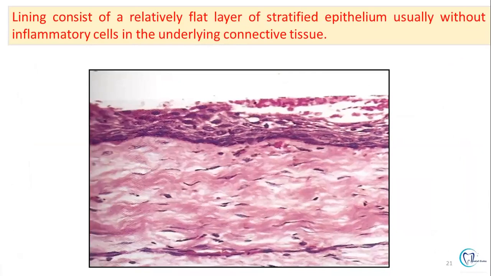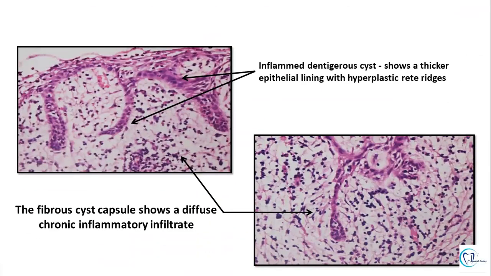So the lining of a dentigerous cyst will resemble that of the reduced enamel epithelium, and it will be a flat layer of stratified epithelium, and there can be presence or absence of inflammatory cells in the underlying connective tissue capsule. However, if there is an inflamed dentigerous cyst, in such cases the epithelium will show hyperplastic changes. There will be an increase in the thickness of the epithelial lining. Also, there will be hyperplastic rete ridges. The epithelial connective tissue interface, which was flat in the normal dentigerous cyst, will be found hyperplastic in cases of inflammatory origin cyst, and the capsule will show presence of diffuse chronic inflammatory cells.